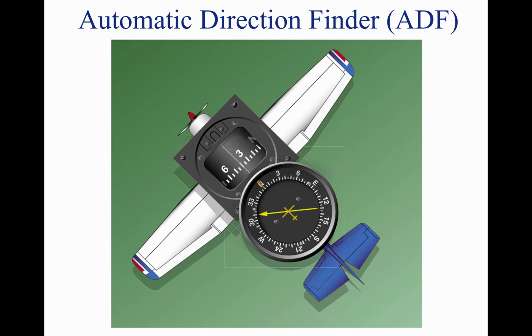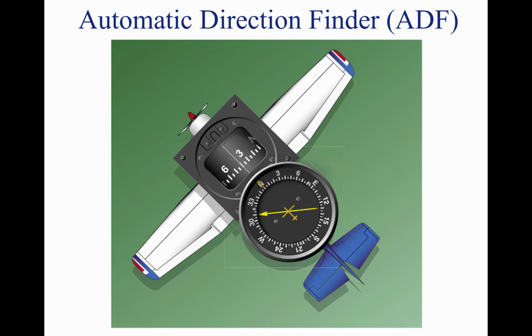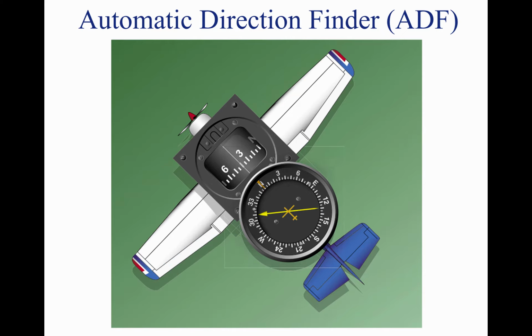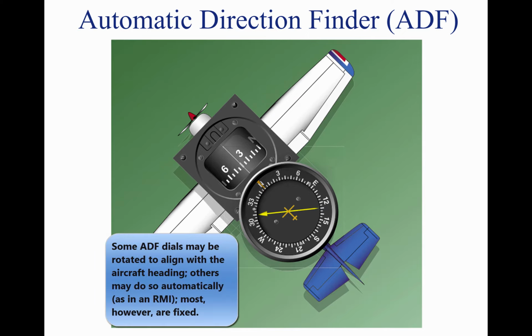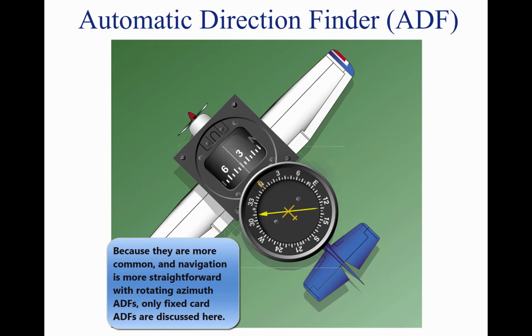Basically, the ADF aircraft equipment consists of a tuner, which is used to set the desired station frequency, and the navigational display. The navigational display consists of a dial upon which the azimuth is printed, and a needle which rotates around the dial and points to the station to which the receiver is tuned. Some of the ADF dials can be rotated to align the azimuth with the aircraft heading. Others are fixed, with 0 degrees representing the nose of the aircraft and 180 degrees representing the tail. Only the fixed azimuth dial is discussed in this tutorial.